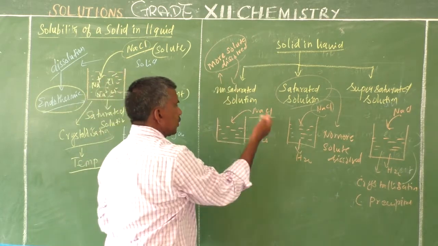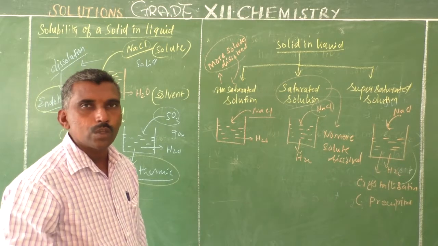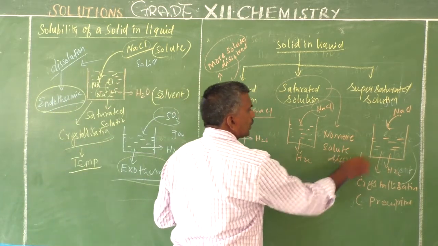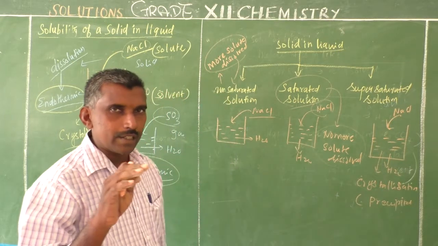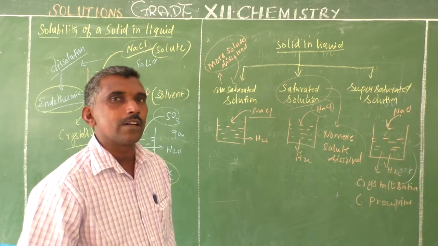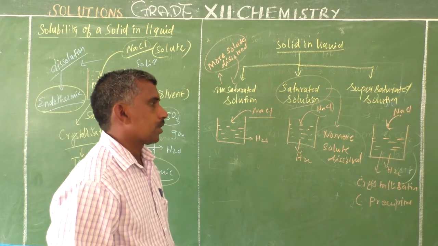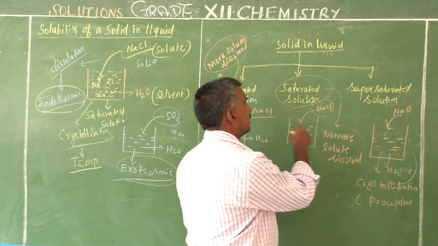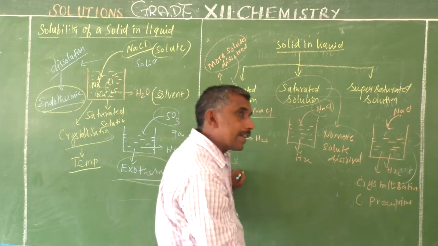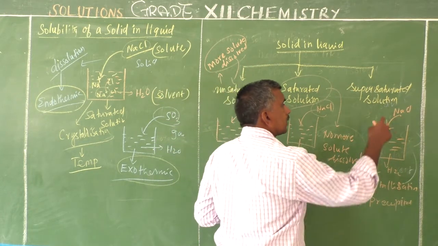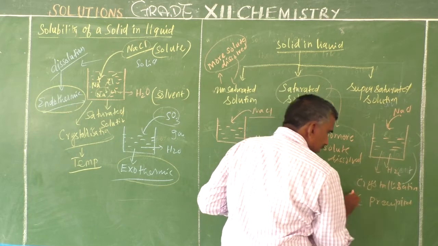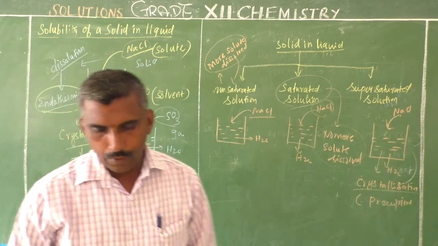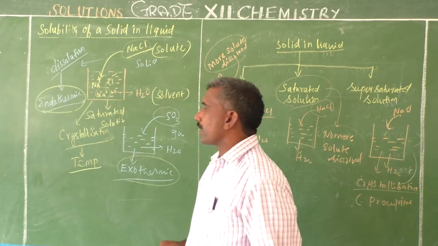So, in an unsaturated solution, more solute can dissolve. In a saturated solution, at a particular stage, no more salt dissolves. In a supersaturated solution, you first attain the saturated solution, then you add extra sodium chloride, and crystals form. That is a supersaturated solution.